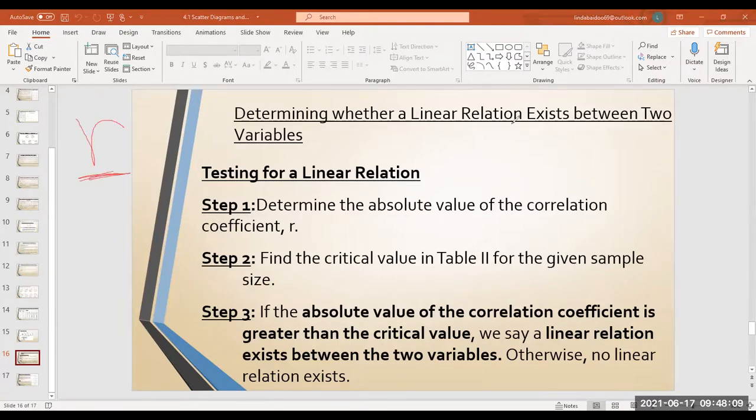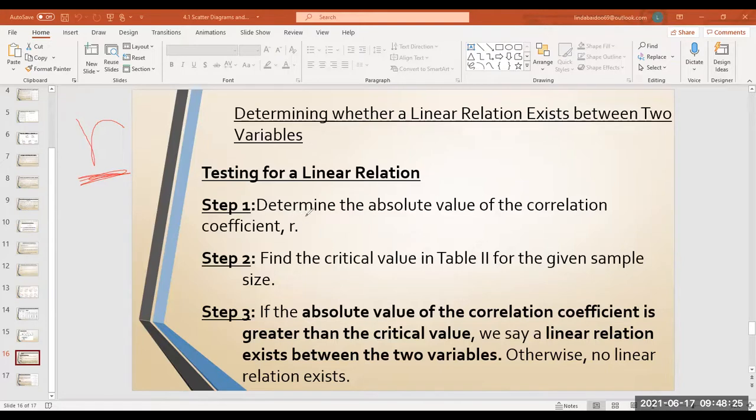I will show you how to do the R on the calculator so that we don't waste time doing all that calculation if you don't want to. I'll show you the calculator before we finish today. But if it asks for the linear relation between two variables, then we have to test for that linear relation.